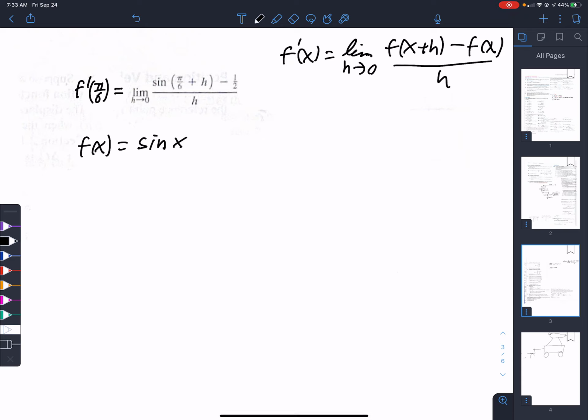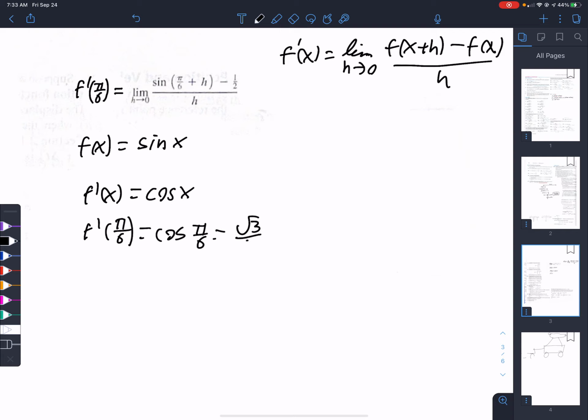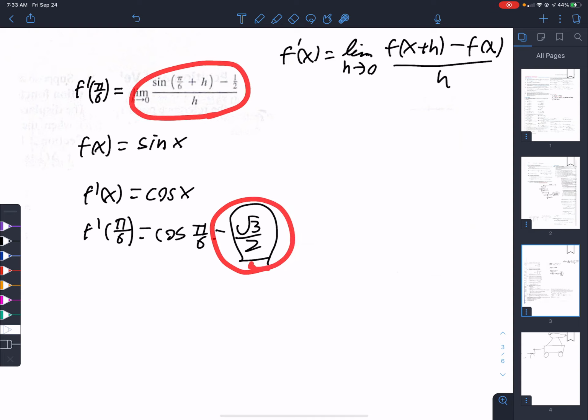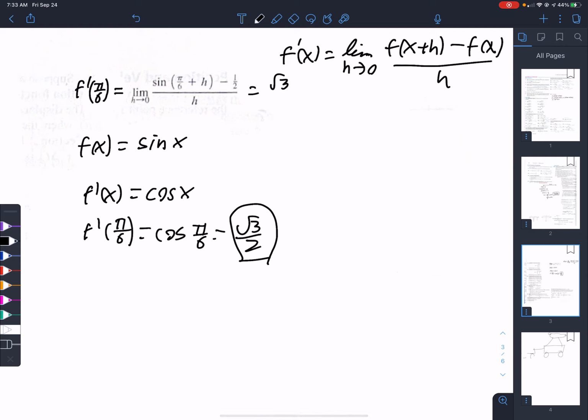And your point is definitely pi over 6. So to evaluate this limit, what's the derivative of sine? That would be cosine of x. Then, at what point? At pi over 6. So f prime of x, f prime of pi over 6, at pi over 6, is cosine of pi over 6, which is radical 3 over 2. So the derivative is radical 3 over 2, but by definition, this is the derivative, so the answer should be radical 3 over 2.